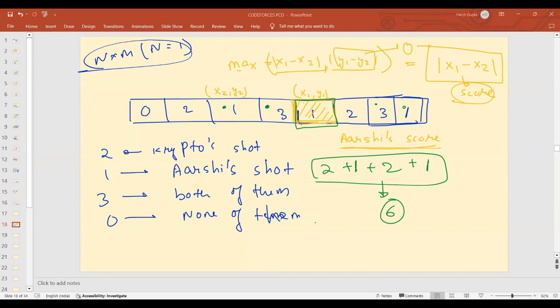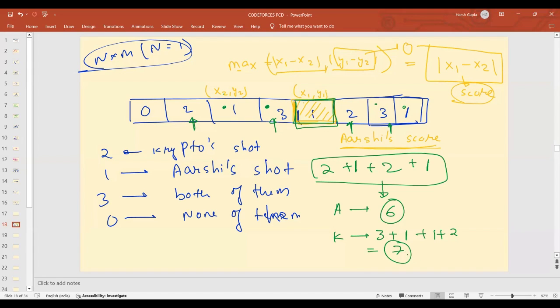Similarly, can I find Crypto's score assuming this as the bullseye cell? Now, you will not use 0 and 3. We will use 2 and 3. 2 means Crypto shot, 0 means no one has shot. So we are going to use 2 and 3. So this cell, this cell, this cell, and this cell. For this particular cell, the distance is 3. For this particular cell, it is 1. For this particular cell, it is 1 again. And for this particular cell, it is 2. So can I say that Crypto's score is nothing but 7?